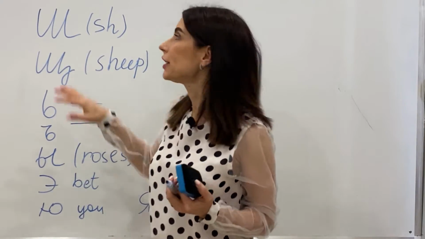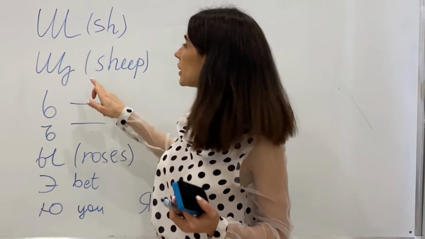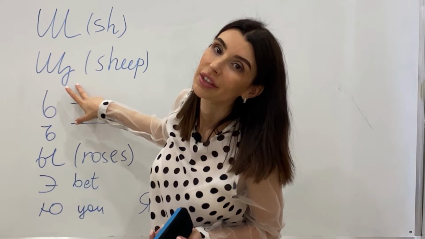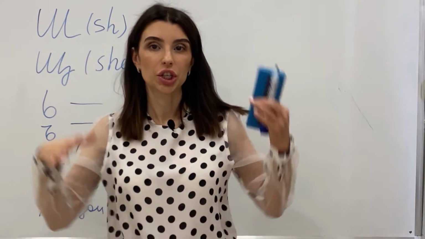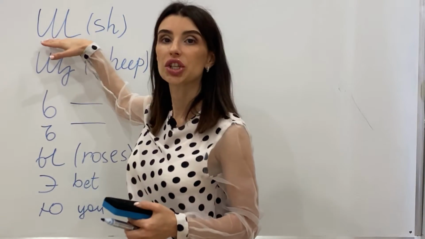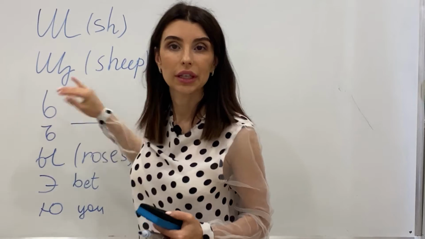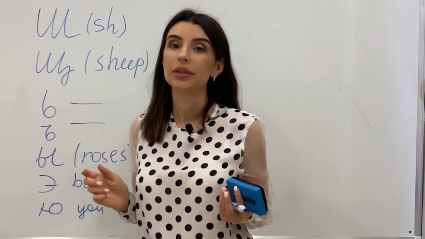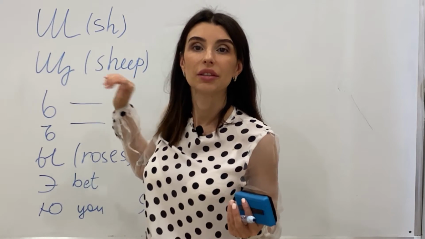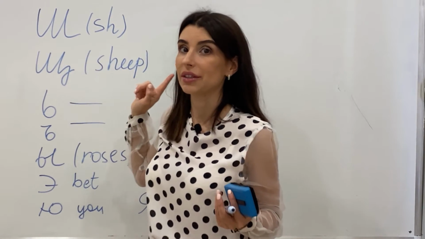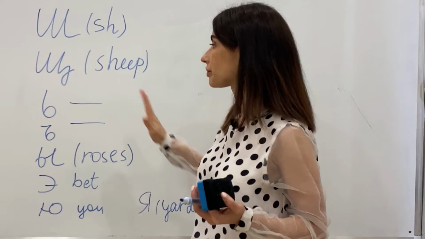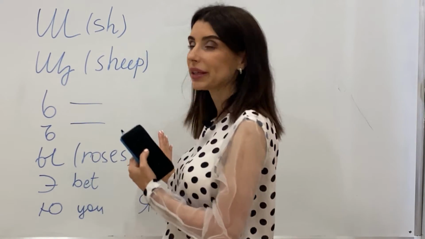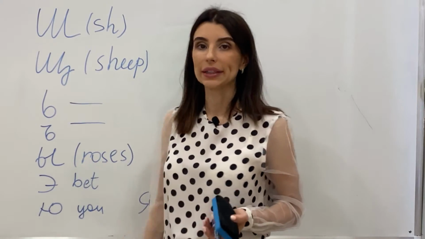But another one looks like sh, but with a small tail. Sh, more softer. Sh, this one. Can you hear the difference? Sh, like sheep. Sh, sh. Can you hear the difference? So, these two letters I will leave a bit. So, another one.